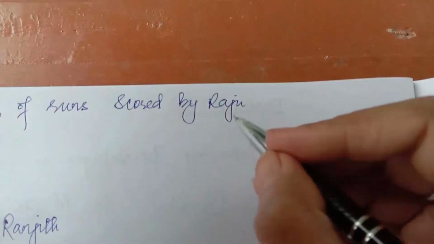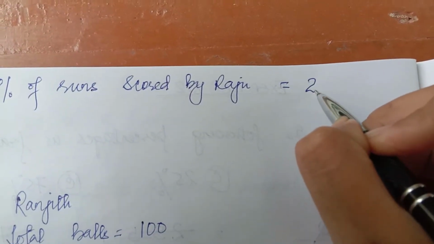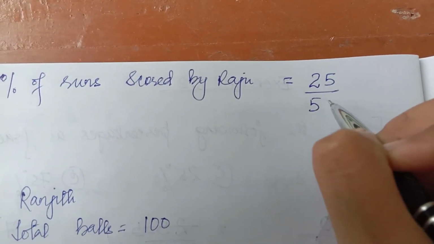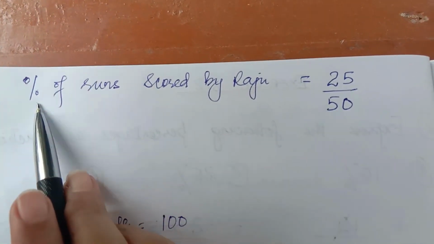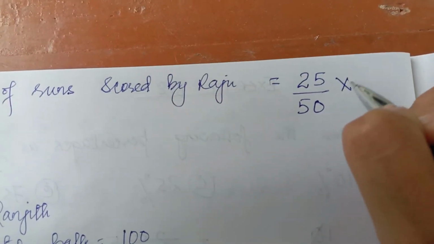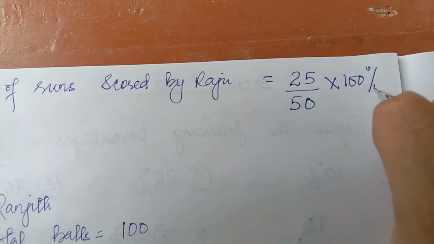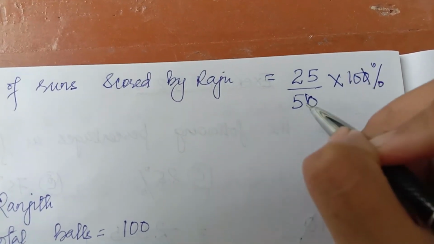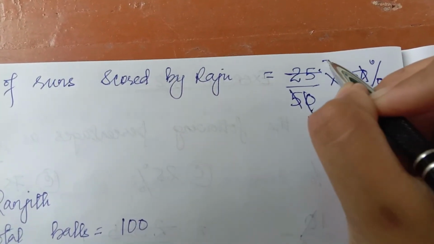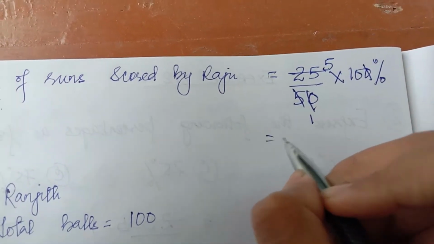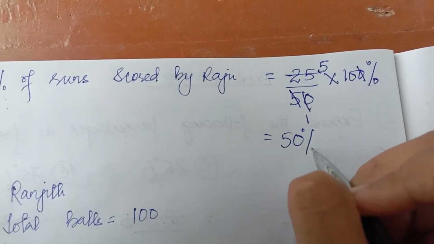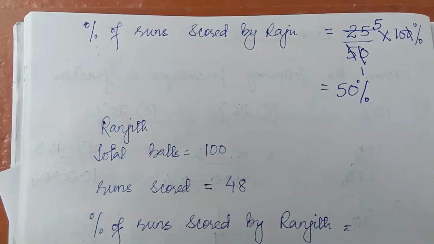So to find the percentage, Raju scored 25 runs out of 50 balls, no? So we have to find in percentage, so multiply by 100%. 0, 0 cancel, 5 1s are 5, 5 5s are 25. So 5 into 10, 50%. So percentage of runs scored is 50%.